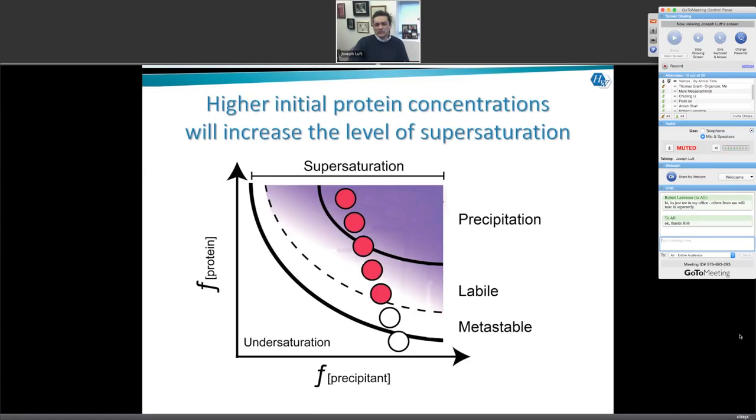So you can have a really dramatic effect on the outcome of the experiment just by simply changing these volume ratios. Another way to look at this is that you can change the starting concentration of the protein and set up these drop volume ratio experiments to drive things to a higher level of supersaturation.